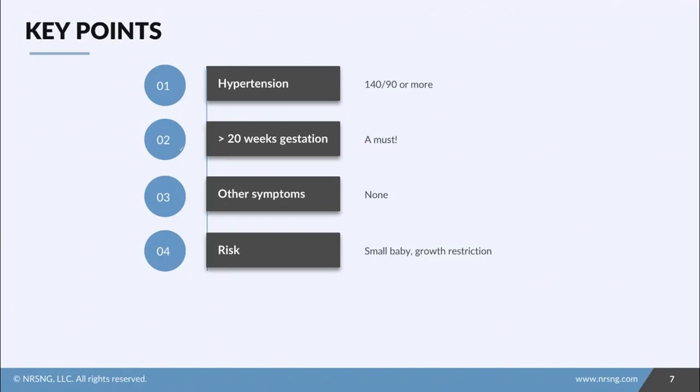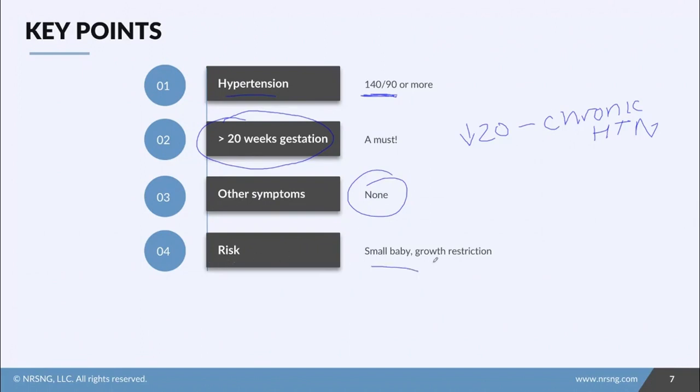So let's look at our key points. The key points to remember are these. We have gestational hypertension, which is hypertension, and remember our number, 140/90 or greater. So it can be higher. The patient has to be 20 weeks. This is our absolute must have, because remember, if it is under 20 weeks, it is called chronic hypertension. And then other symptoms, there are none. If we start to have other symptoms, then we're progressing. And then the risk: we have a small baby. It's growth restricted, so IUGR is a risk with this.